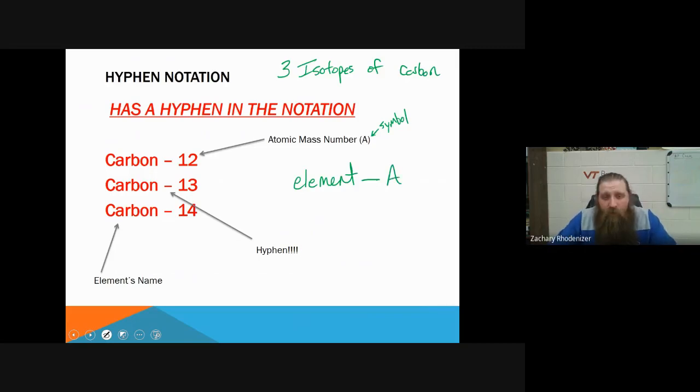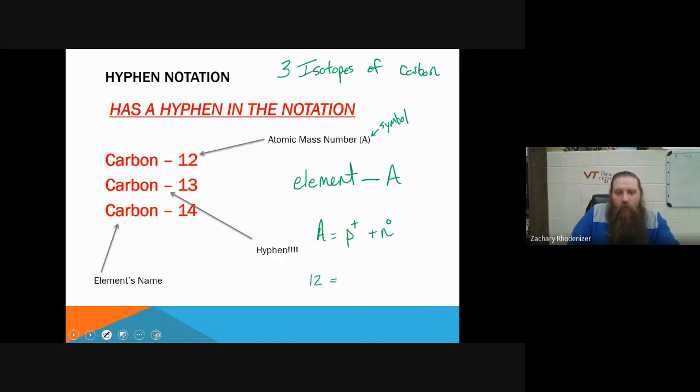Remember, Z is the atomic number. A is the atomic mass number. You might be thinking, what is the atomic mass number? That would be a valid question. The atomic mass number, A, equals the number of protons plus the number of neutrons. Pretty simple. You can use that information and the name of the element to figure out how many neutrons are in each of these. Carbon 12 has an atomic mass number of 12.